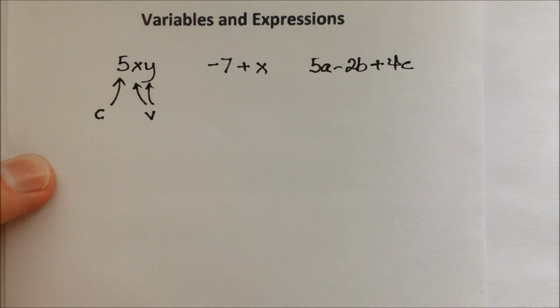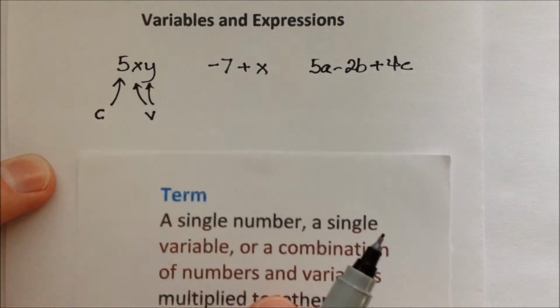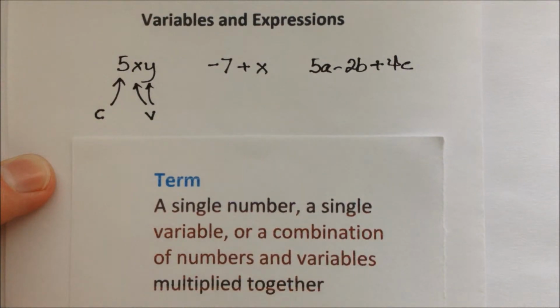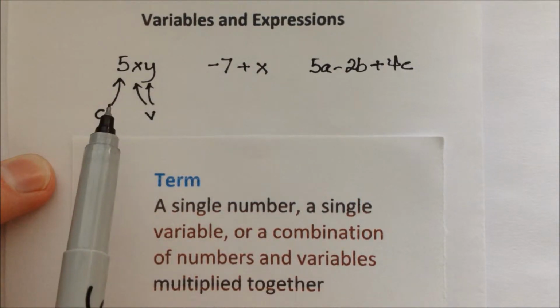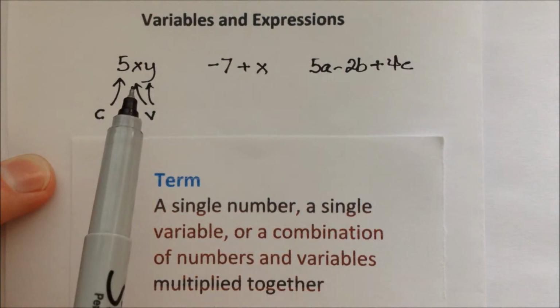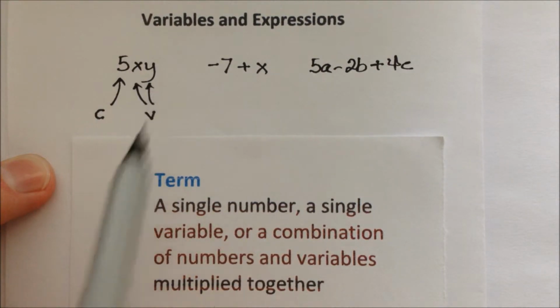The next word that we're going to talk about is the word term. A term is a single number or a single variable, or it can be a combination of numbers and variables all multiplied together. In the example above, we saw 5xy, and that's a term because 5 is multiplied by x and multiplied also by y. All those things get crammed together and they're multiplied together, so we call that a term.